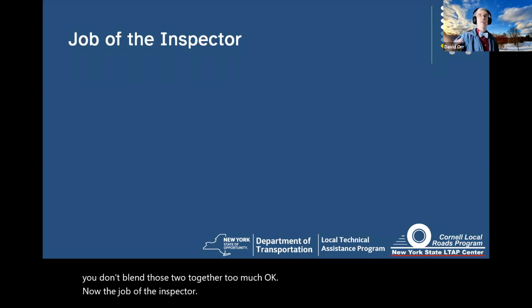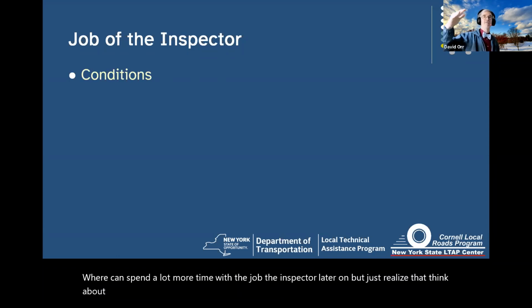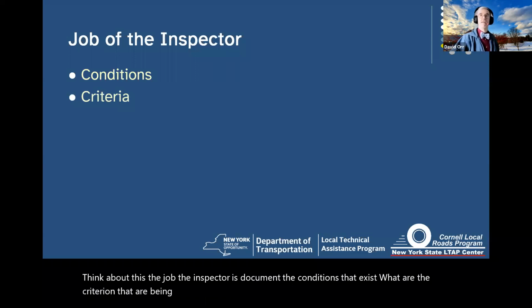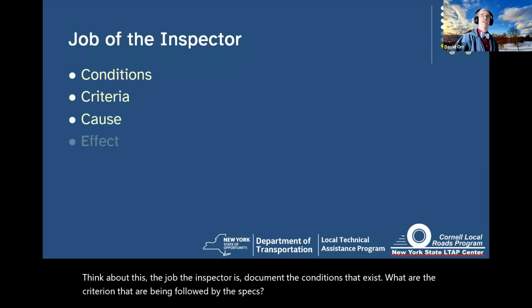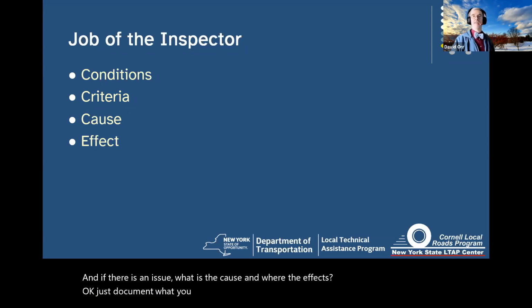Now, the job of the inspector. We're going to spend a lot more time with the job of the inspector later on, but think about this. The job of the inspector is to document the conditions that exist. What are the criteria that are being followed? What are the specs? And if there is an issue, what is the cause and what are the effects? Just document what you see if it needs to be documented.